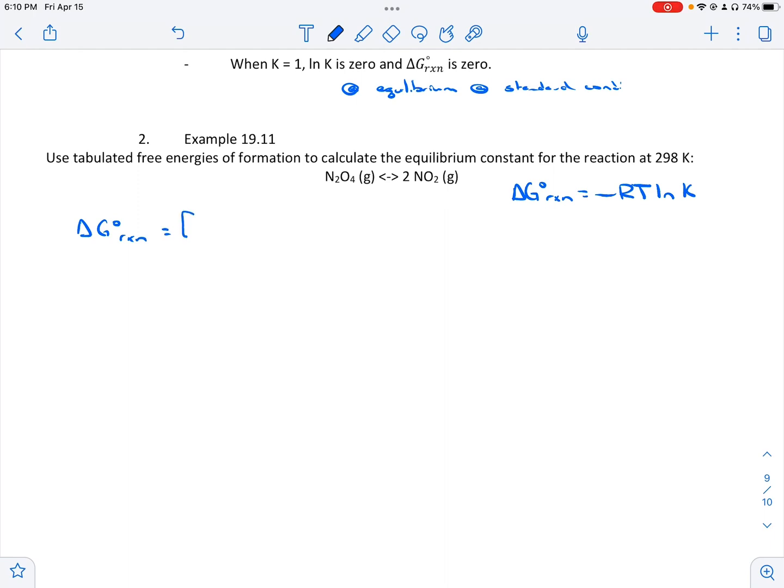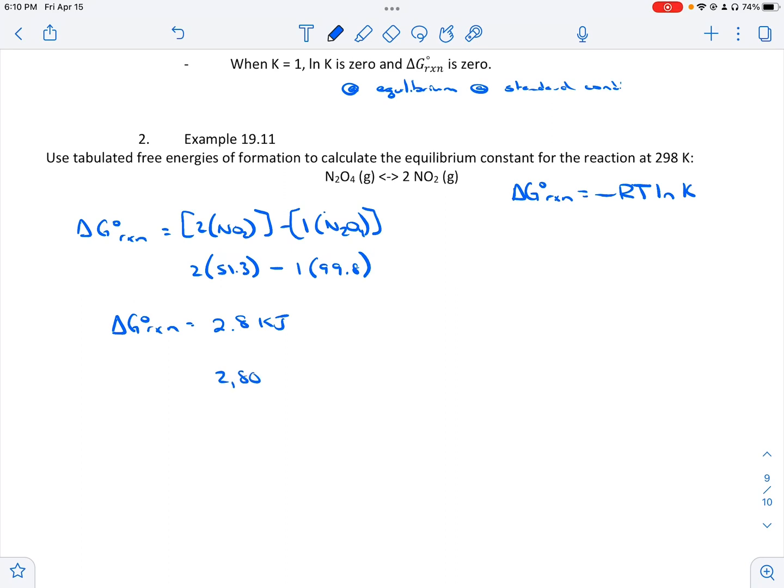So we're going to take 2 times whatever NO2 is, minus 1 times, put in brackets, not that it's super necessary, N2O4 is, all right? So 2 times NO2. NO2 is 51.3, and N2O4, 1 times 99.8. So our delta G naught of reaction is going to be equal to 2.8 kilojoules, which we're going to say 2,800 joules because that's going to help us plug it in over here.